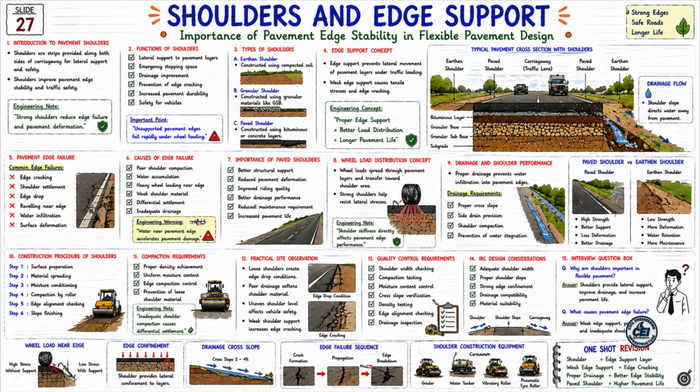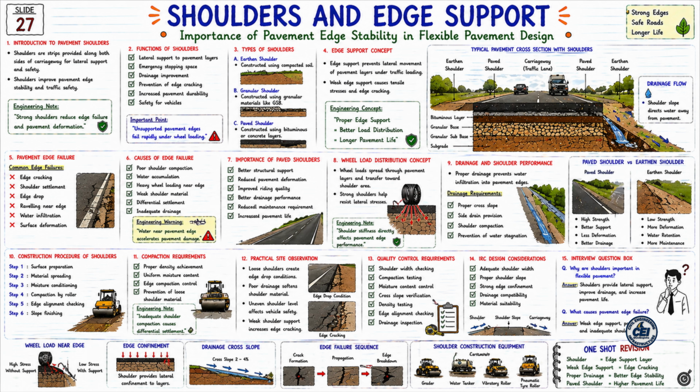Now let's look at the 12th topic. 1-2 practical site observation. Loose shoulders create edge drop conditions. Poor drainage softens shoulder material. Uneven shoulder level affects vehicle safety. Weak shoulder support increases edge cracking. And these observations are frequently seen during highway inspection.